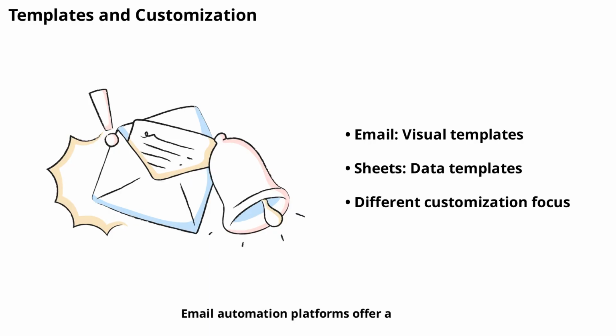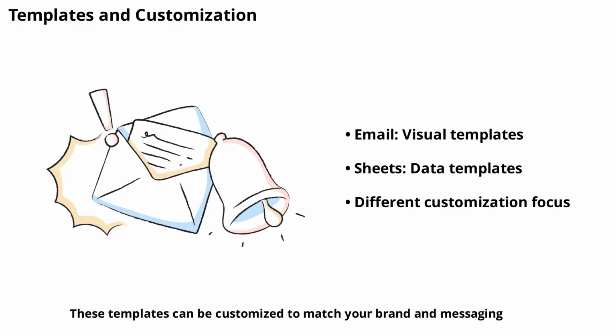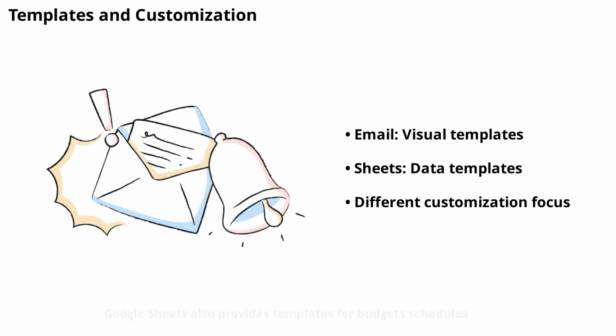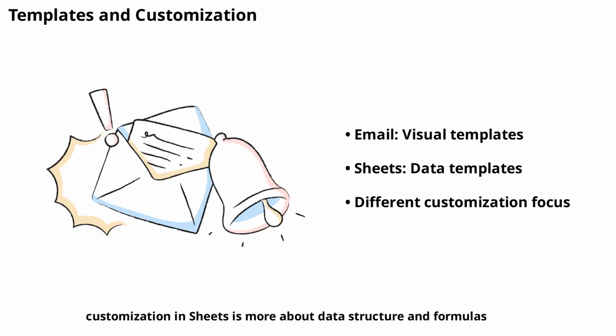Email automation platforms offer a variety of templates for newsletters, promotions, and transactional emails. These templates can be customized to match your brand and messaging. Google Sheets also provides templates for budgets, schedules, and reports, which you can modify to fit your needs. However, customization in Sheets is more about data structure and formulas, while email tools focus on visual and content customization.